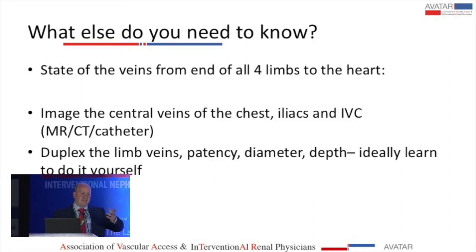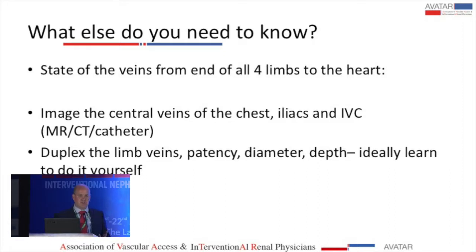You need to understand their anatomy completely in order to have a chance where everybody else has failed. You need to know the state of the veins of all four limbs all the way back to the heart. And the way to do that is you're going to need to image the central veins of the chest, the iliacs, and the IVC. There are a number of ways you can do it, which I'll go through later. And you're going to need to know the state of the veins and the arteries going all the way to the end of each limb.